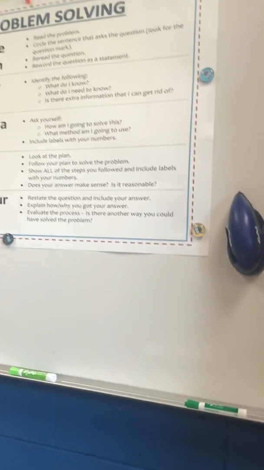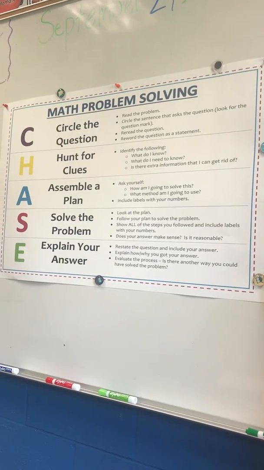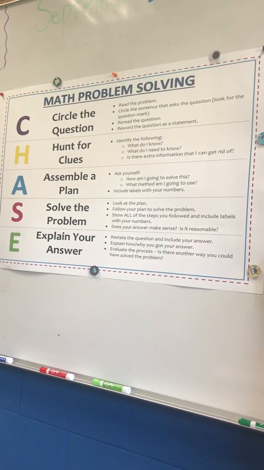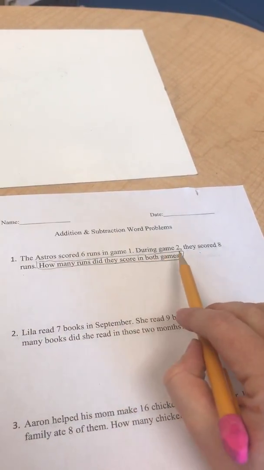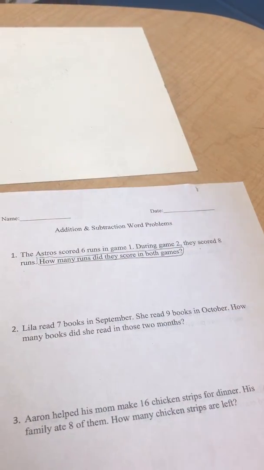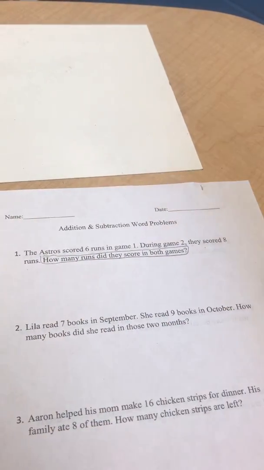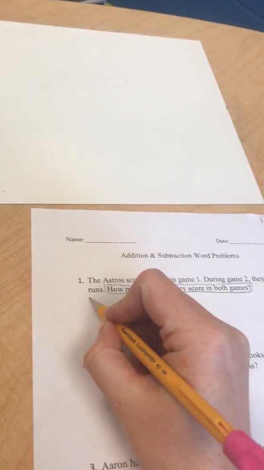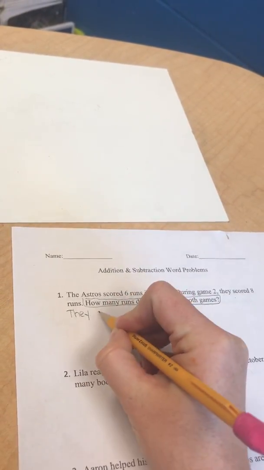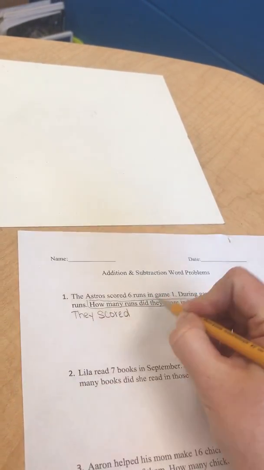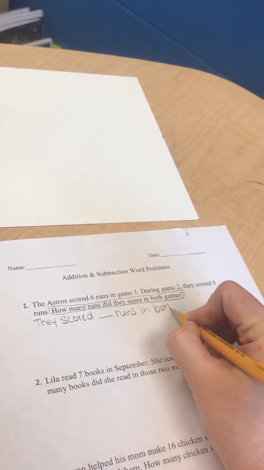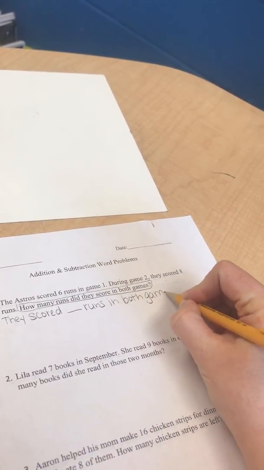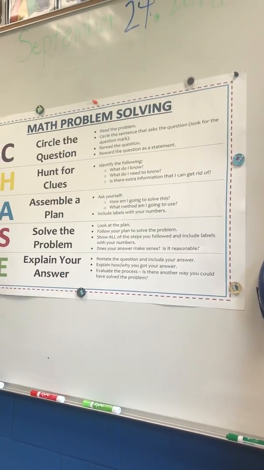Okay. Let me go back up to my problem-solving strategy. The next thing it tells me to do is to reread the question and then reword the question as a statement. So, how many runs did they score in both games? I'm going to rephrase that as a sentence. They scored blank runs in both games. So I am restating it as a sentence, and that is what I'm looking for. So now I reworded the question as a statement.